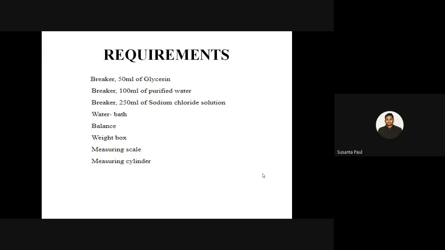Let's see what the requirements for the experiment are. We will need a beaker with 50 ml of glycerin, a beaker containing 100 ml of purified water, and a beaker with 250 ml of sodium chloride solution. We will need a water bath, which will act as a heating source. And we will need a weighing balance, a weight box, a measuring scale, and a measuring cylinder. So these are the requirements for the experiment.